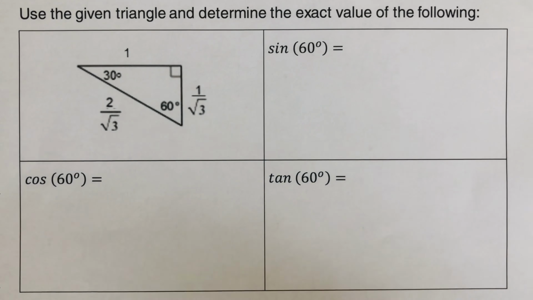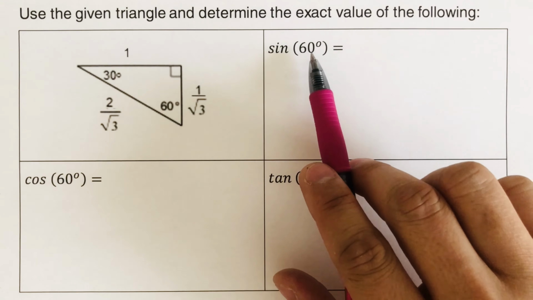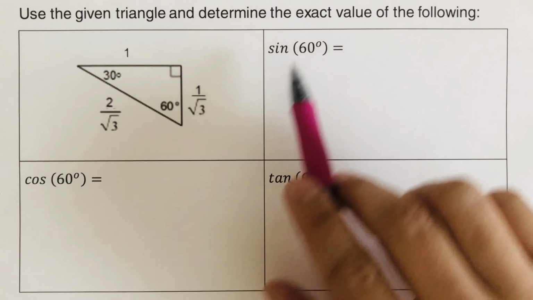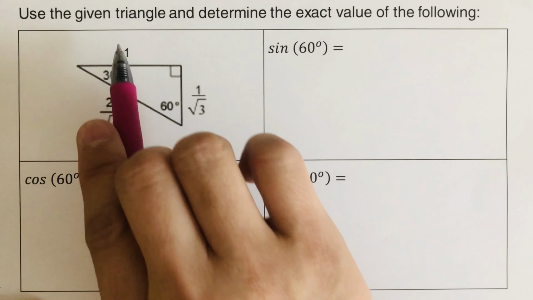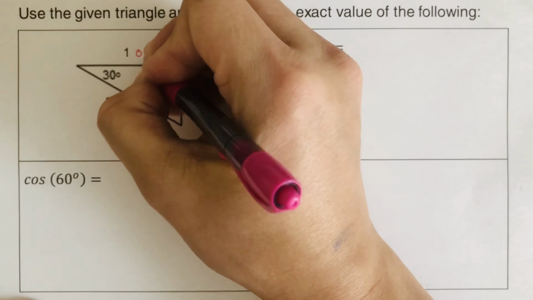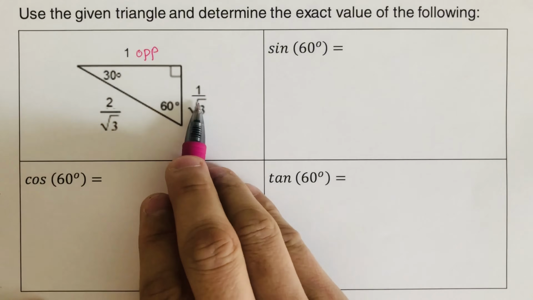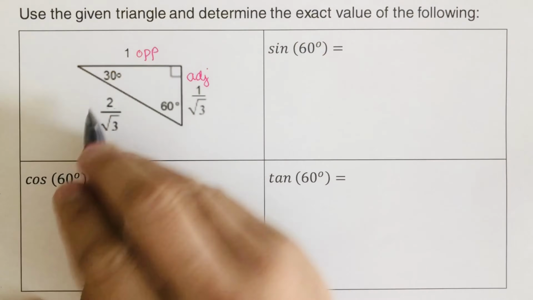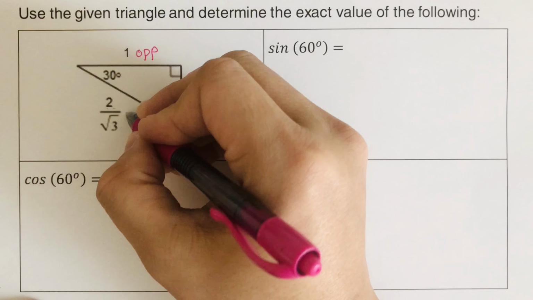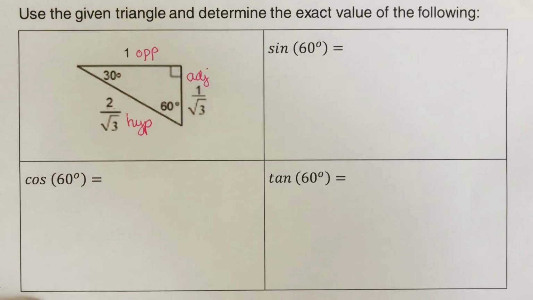Okay, this time around, we still have the same setup here, but this time around, we're not looking for 30 degrees. We're looking for 60. So it's going to be on this side. That means 1 is our opposite now. And then 1 over square root of 3 is our adjacent. And 2 over square root of 3 is our hypotenuse. So let's look at the value for sine 60.